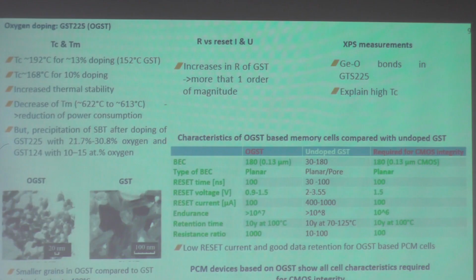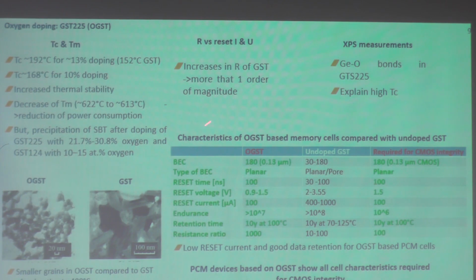The problem with such data is that you cannot find how much oxygen they introduced to the GST, because it's mainly done by the companies, and they never tell you how they prepared this material. And this is the huge problem.